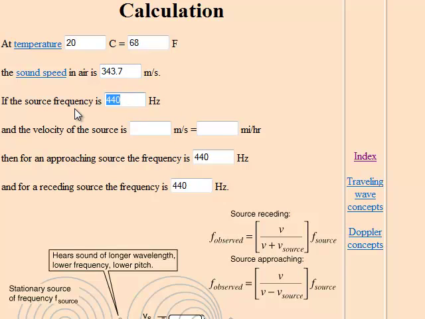If the source frequency is 2 hertz, and then the velocity of the source, well, there I would have to calculate. If I take 0.52 of 343.7 meters per second, then my source velocity is 179 rounded, and it calculates in miles per hour for me. 400 miles per hour, wow. And of course, this is what we calculated, and this is what we measured, 4.17 for the approaching source, and then we had 1.31 for the receding source.